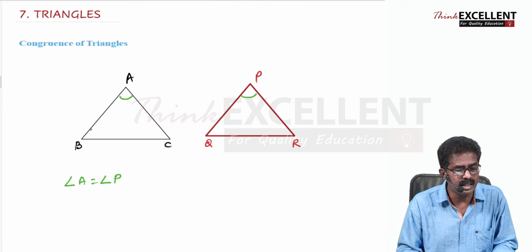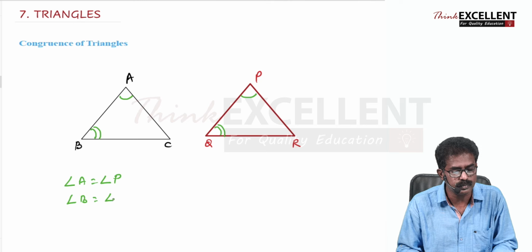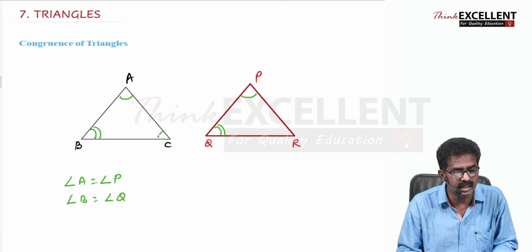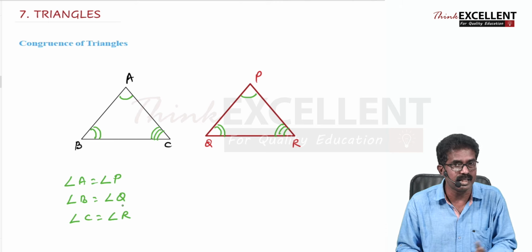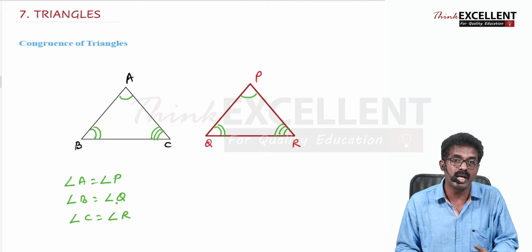If I take angle B, what is the corresponding angle in the second triangle? It is Q, right? Angle B equals angle Q. And if I take angle C, it is equal to angle R, right? So angle C equals angle R. Corresponding angles are equal. Now, what can you say about the sides?